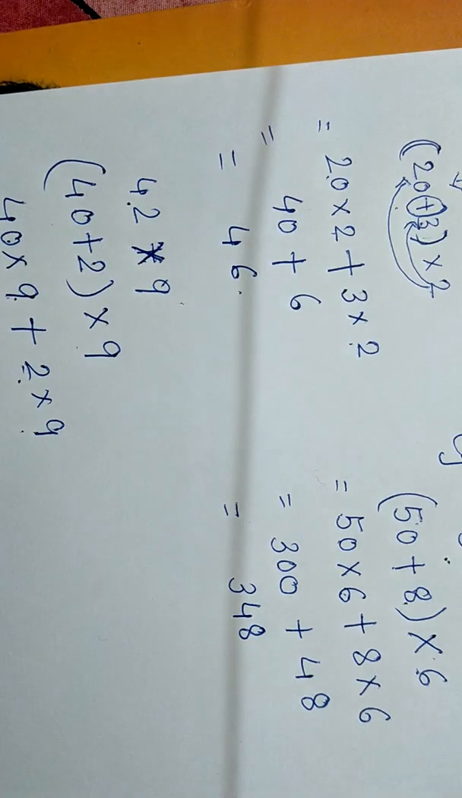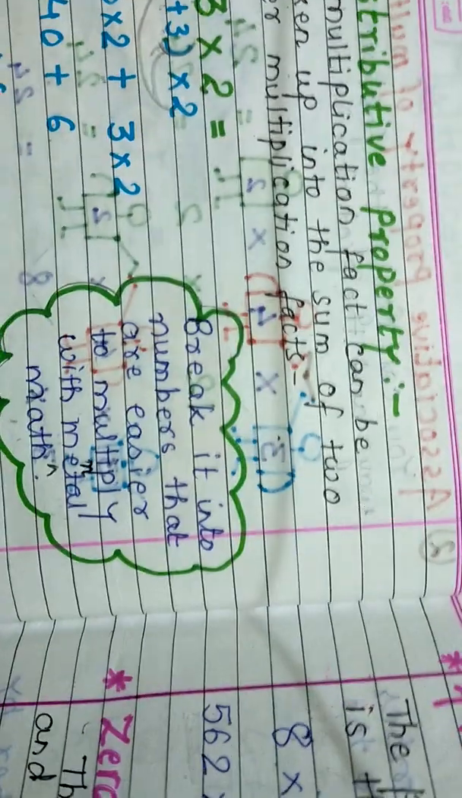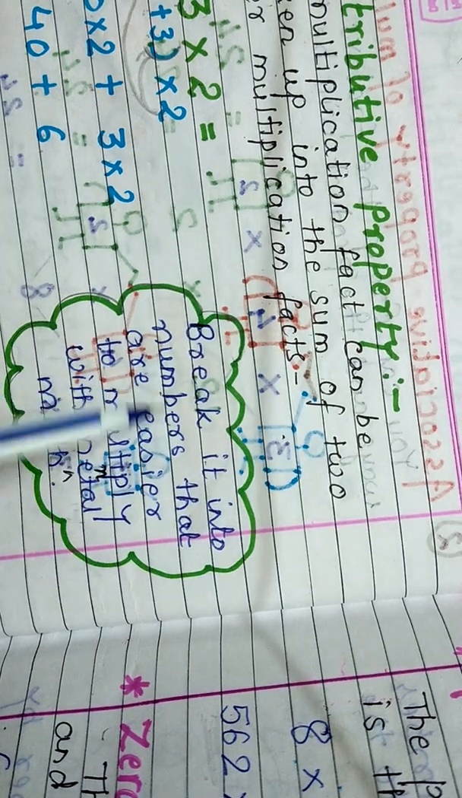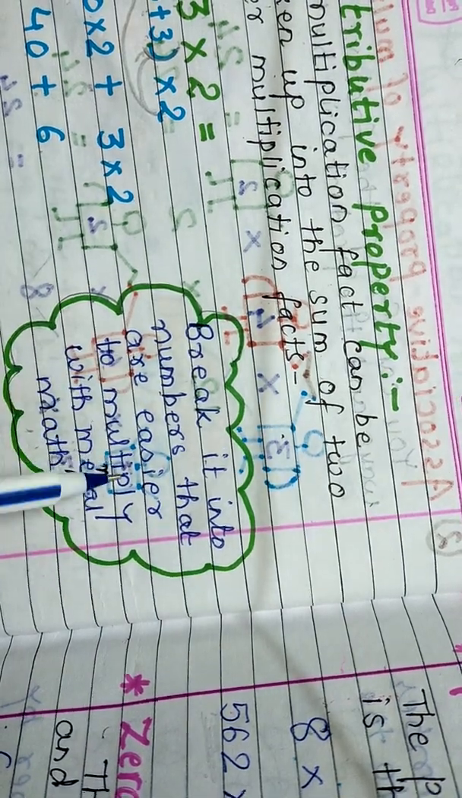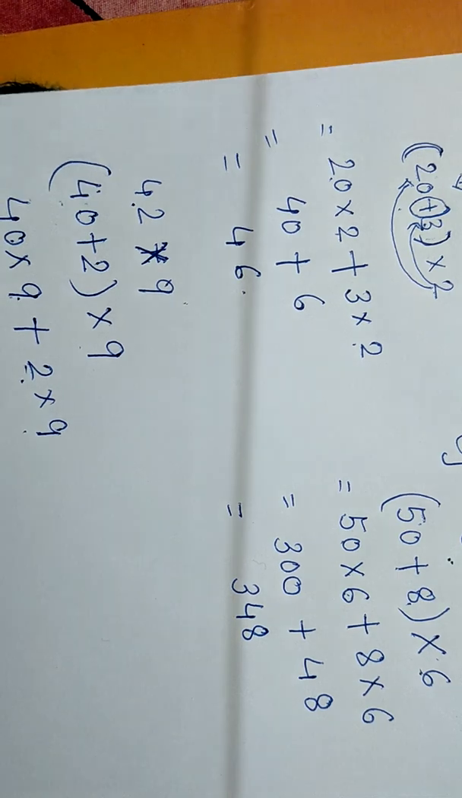So this is the which property? Distributive property of multiplication. What is written here? Break it into numbers that are easier to multiply with the mental math. इस तरह से आपको ये नंबर को ब्रेक करना है कि आप उसको इजीली मेंटली आप क्या कर सकते हो? फटाफट उसको मल्टीप्लाइड कर सकते हो. So this is about the 3 properties of multiplication, children.